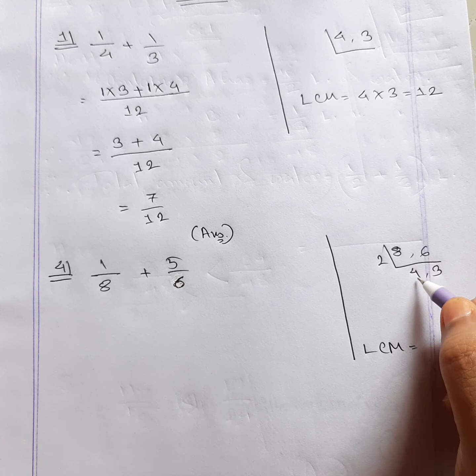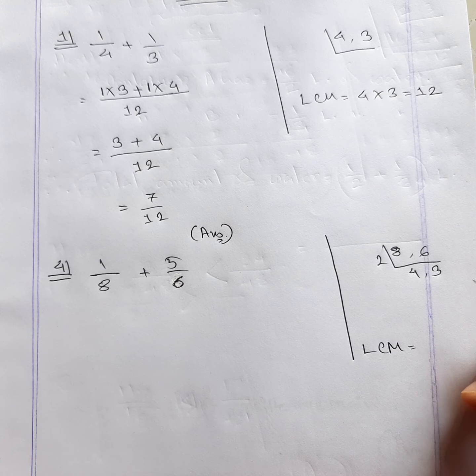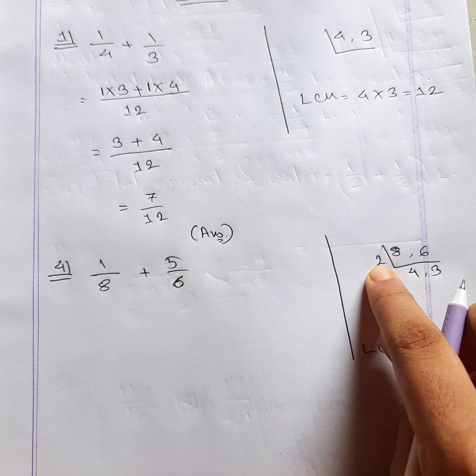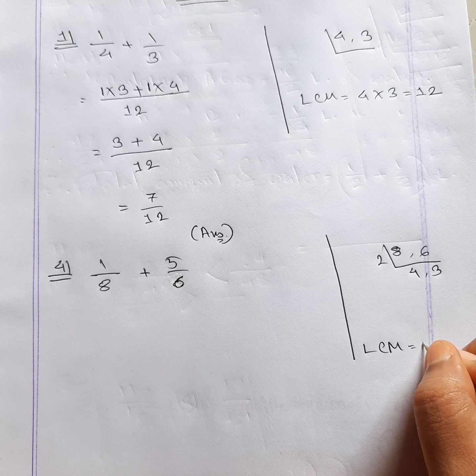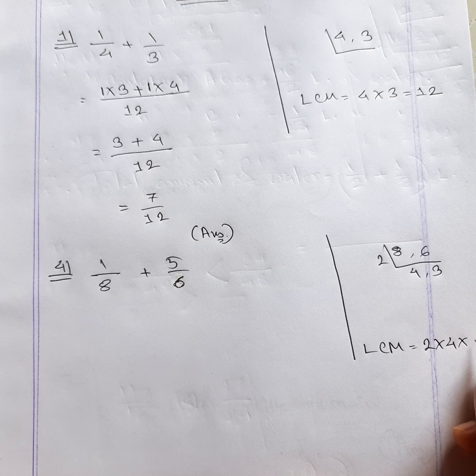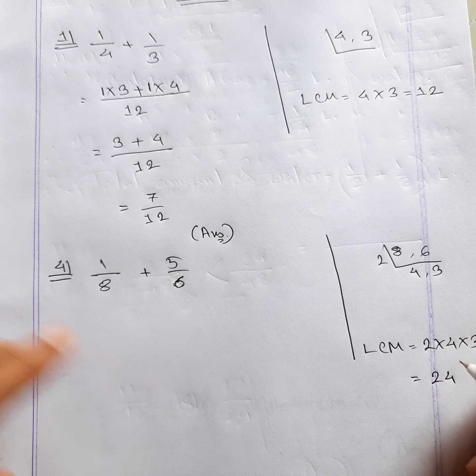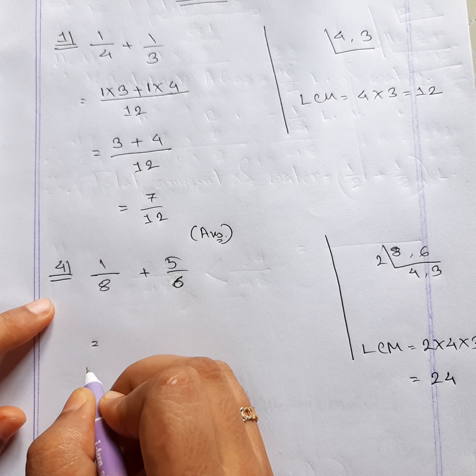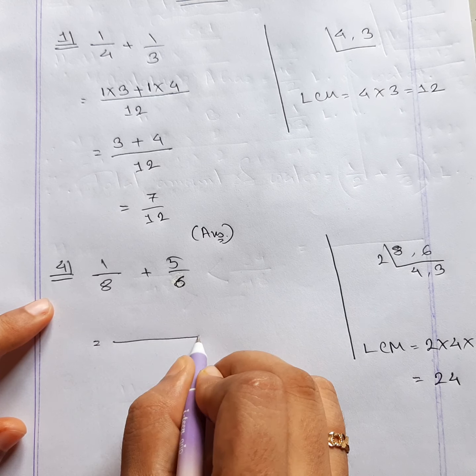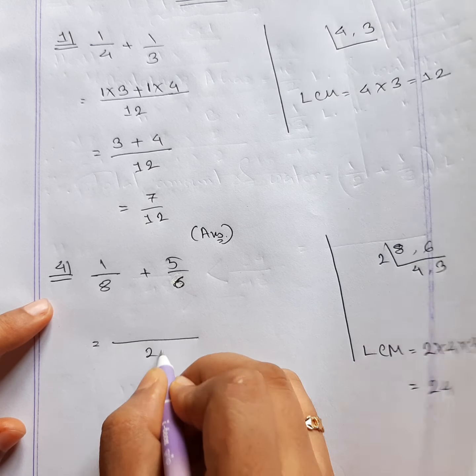2 and 3. Now 4 and 3 cannot be divided by any other number except 1, so we are just going to skip that part with 1. 2 into 4 into 3. Let's write that one first. The answer is 24. So we are just going to write down 24 over here. Okay, and for the numerator, dividing our LCM 24 by 8, the answer is 3.